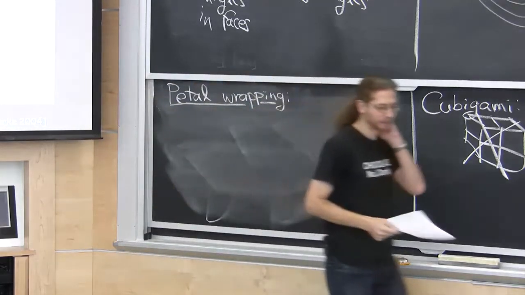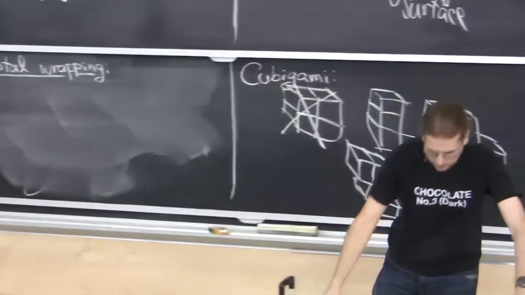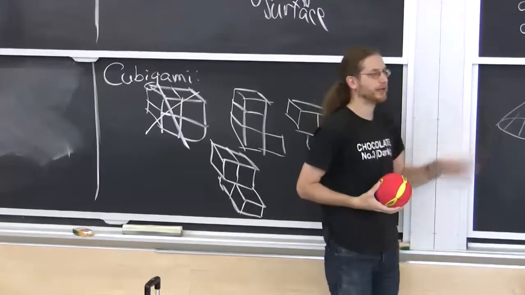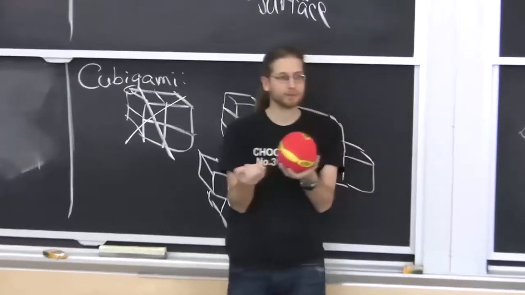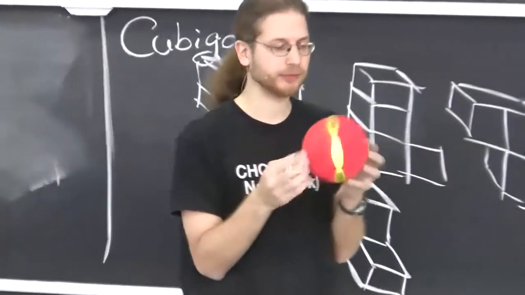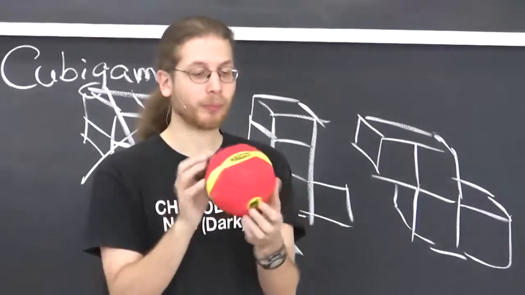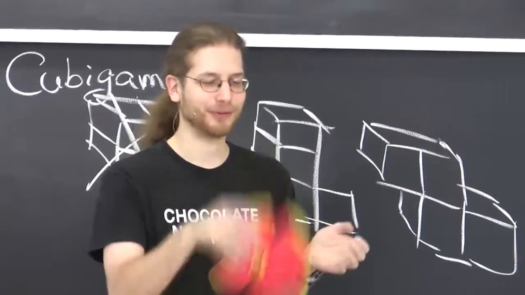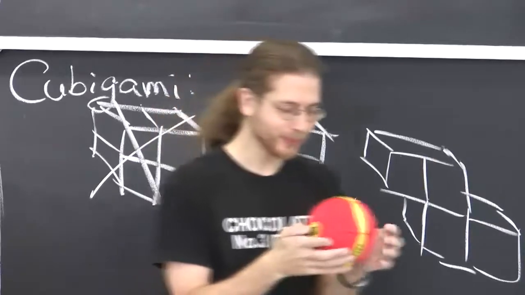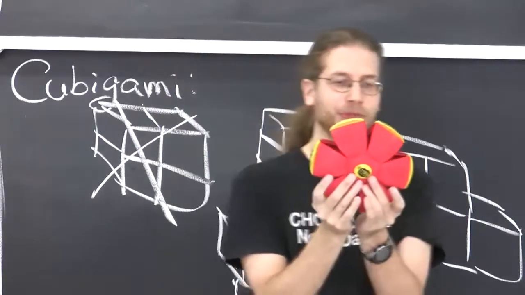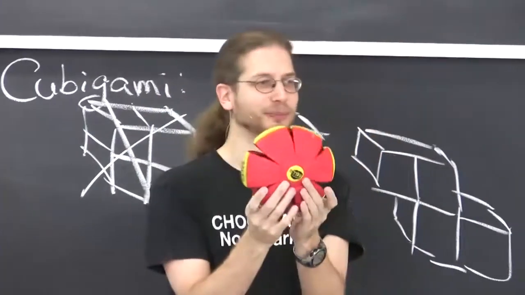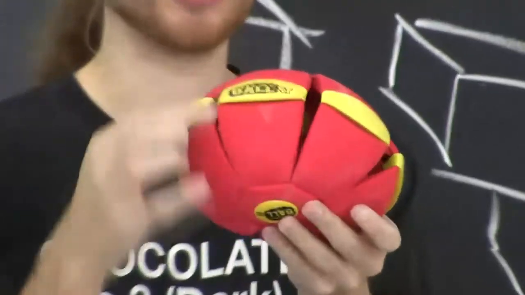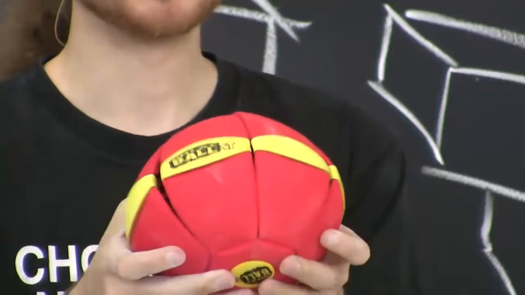Petal wrapping. This is going to be another way to put stretched paths on the sphere and get an unfolding, get a contractive wrapping from that, which actually corresponds to this toy. I don't know if you've ever played with this. It's a frisbee that's also a ball. You see those cuts? Those are the shortest paths from the North Pole to the South Pole.